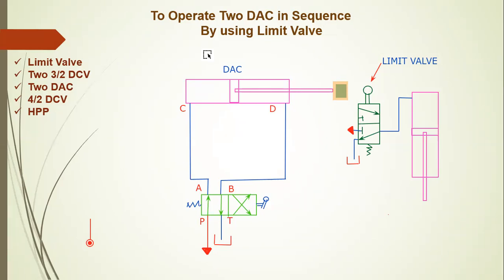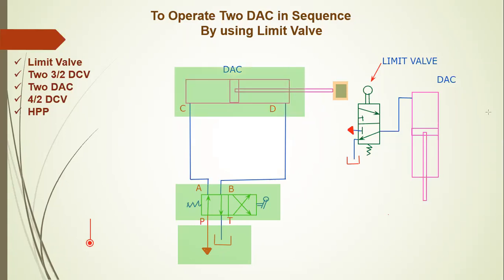Here give the name double acting cylinder. Here we require 1 HPP. This is the 1 HPP drawing. Then we require one 4 by 2 direction control valve. Here we also complete the 4 by 2 direction control valve. We require 2 DAC. Here the DAC1 and here the DAC2. Two direction controllers are required.